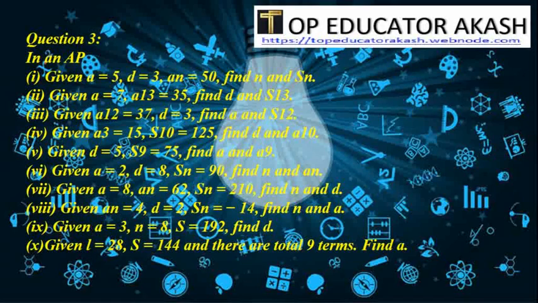So the third question is in an AP. There are about 10 questions given and we need to solve them one by one. The first question is given a is equal to 5, d is equal to 3 and an is equal to 50, and we need to find n, that is the number of terms, as well as Sn, the sum of n terms. So let's solve them. As we know, we need to find the n and Sn.